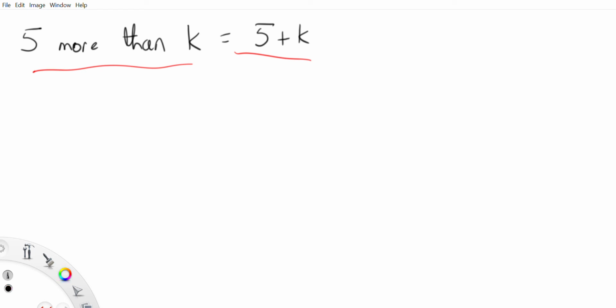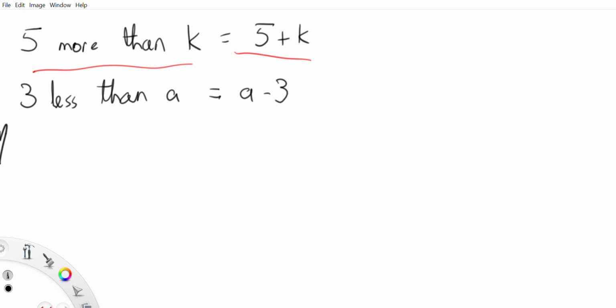We could say something similar, like 3 less than a. So we want 3 less than a. To turn that into a mathematical sentence, into an expression, we would say a minus 3, because it's 3 less than the a.